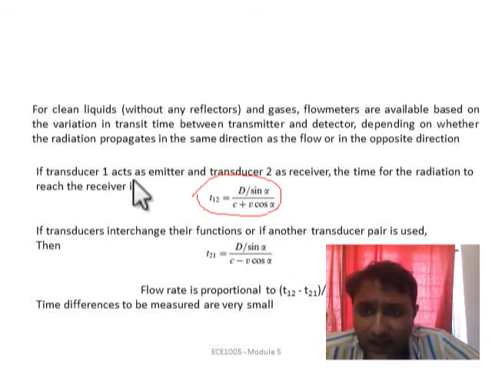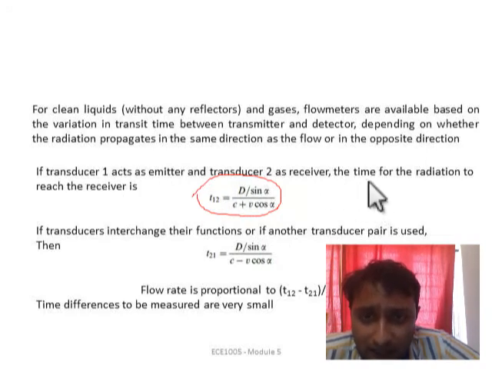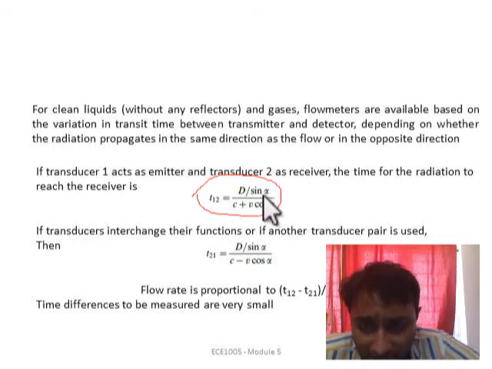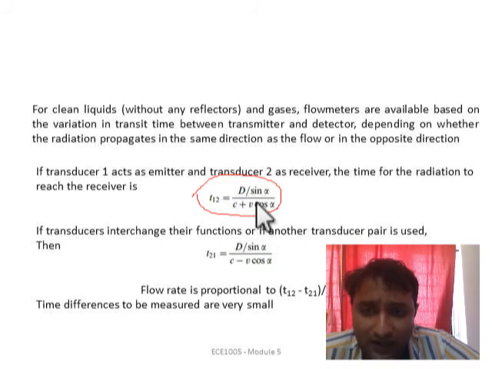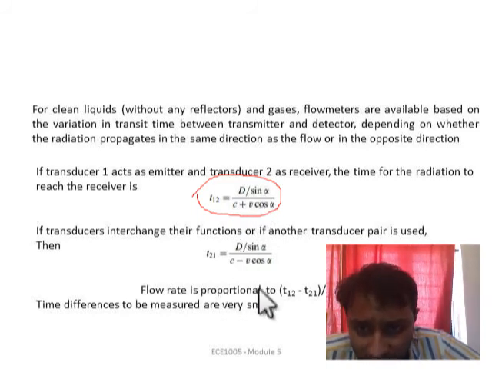If transducer 1 acts as an emitter and transducer 2 acts as a receiver in the figure given below, the time for the radiation to reach the receiver would be T12, which is a function of B, sine alpha, the sine of the angle of incidence, C, the velocity of the wave, and V, the velocity of the ultrasonic wave.